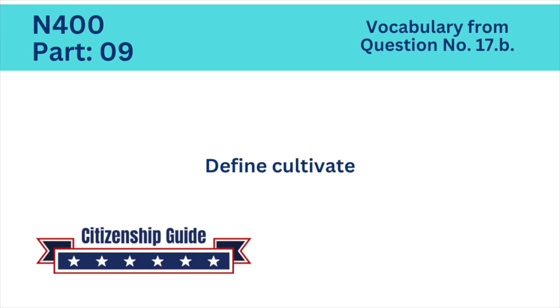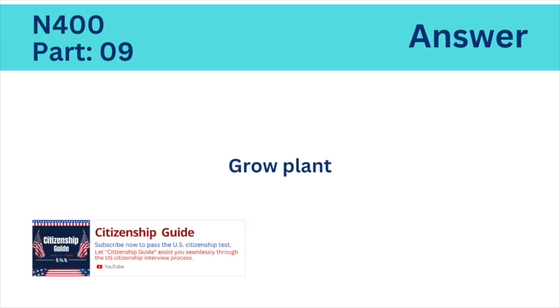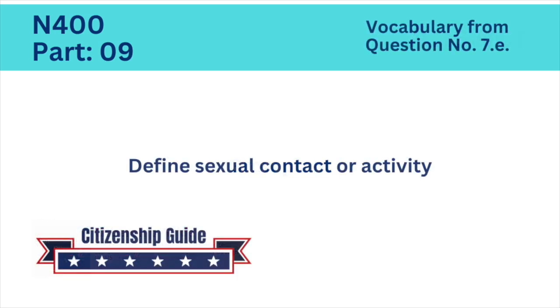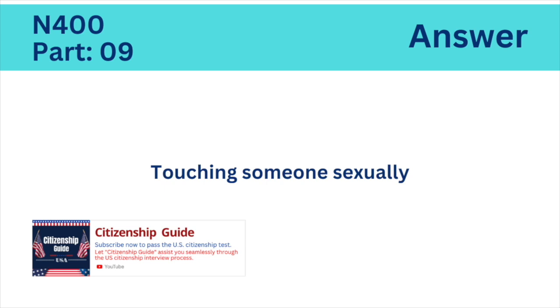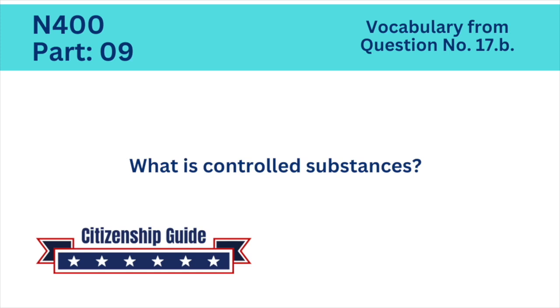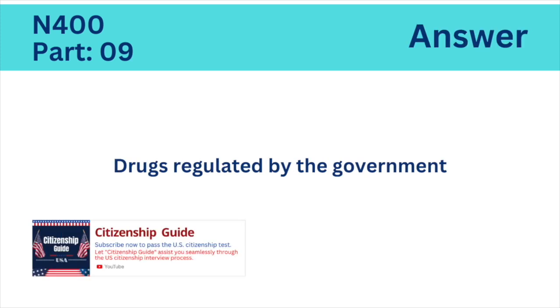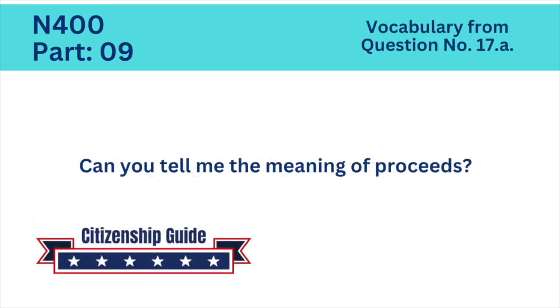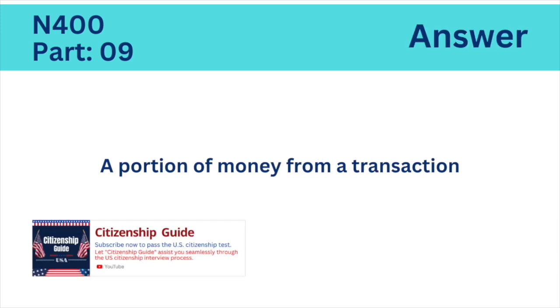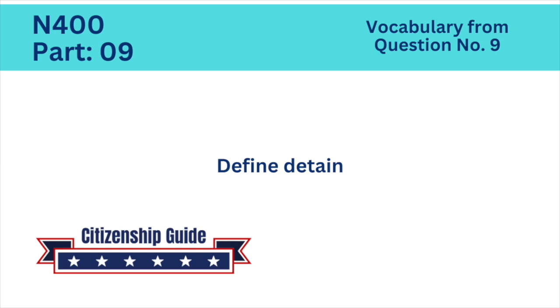Define, cultivate. Grow plant. Define, sexual contact or activity. Touching someone sexually. What is controlled substances? Drugs regulated by the government. Can you tell me the meaning of proceeds? A portion of money from a transaction. Define, detain. To force to stay.